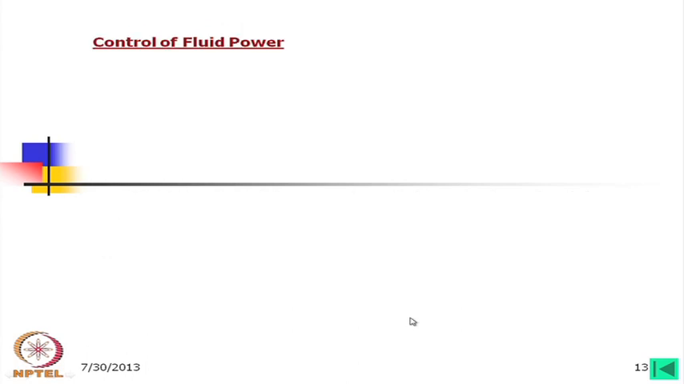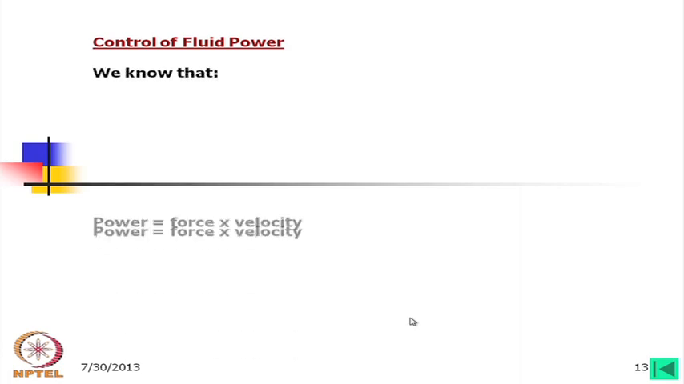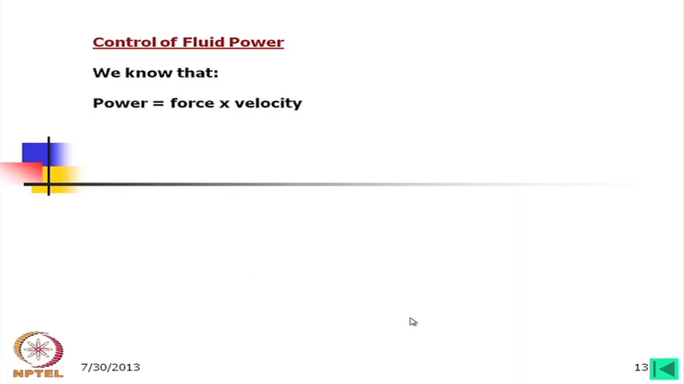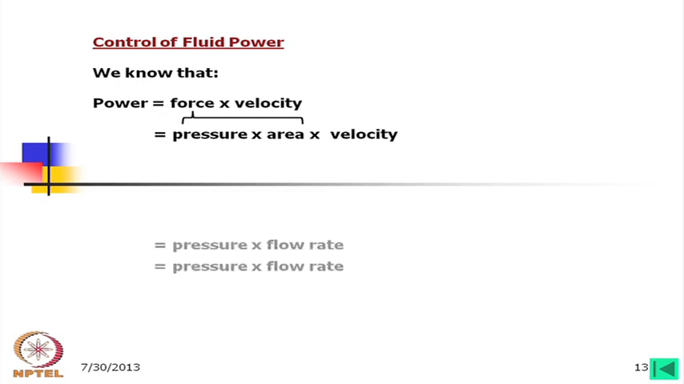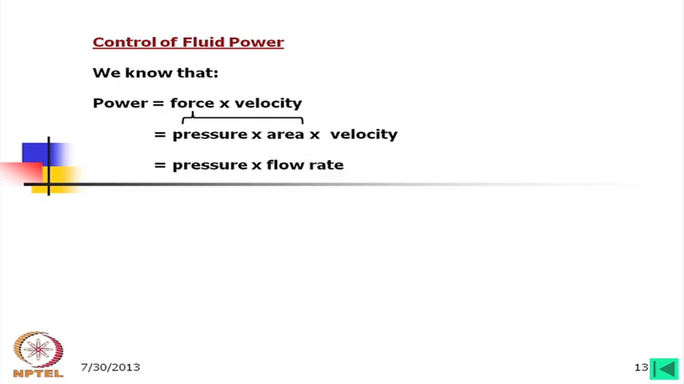Now, control of fluid power. We know that power is equal to force into velocity. Now, the force can be resolved into pressure into area and then velocity. Then we can write pressure into flow rate, which is the output of a pump.